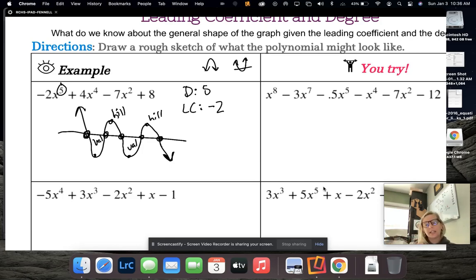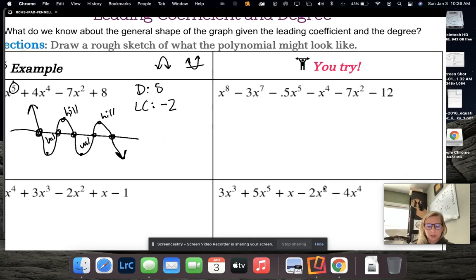So again, that degree tells us how many times it could possibly cross the x-axis. Of course, it could cross less than that. These hills and valleys could be shaped totally differently. This is just my rough sketch, given that this is a degree 5 with a negative leading coefficient. All right, so you try this one.